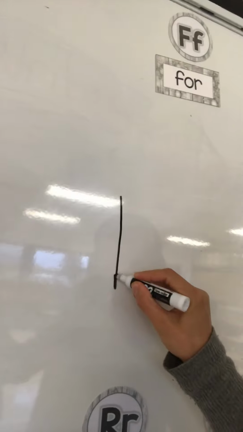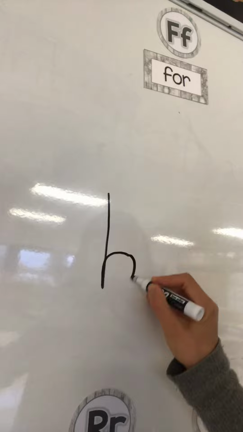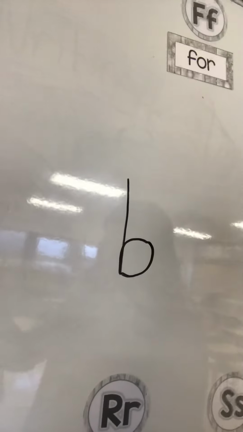So if you were making a B, you would dive down, bounce up, around, and close it. That's how I make a B.